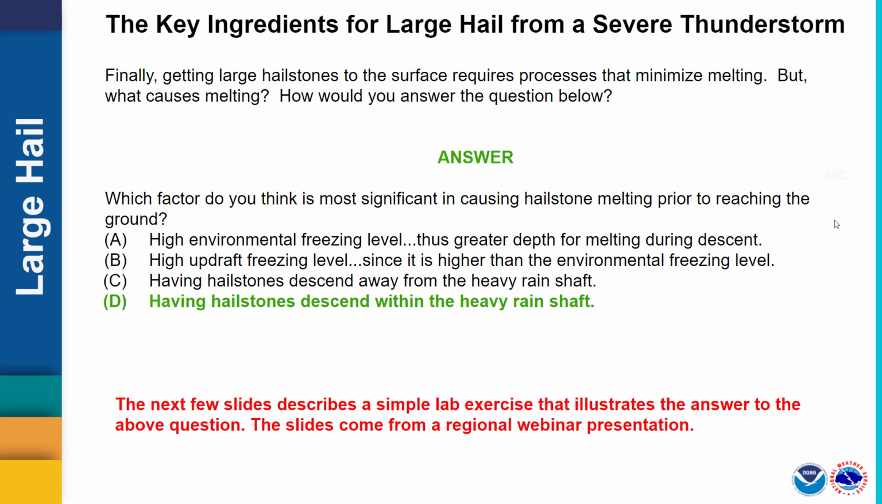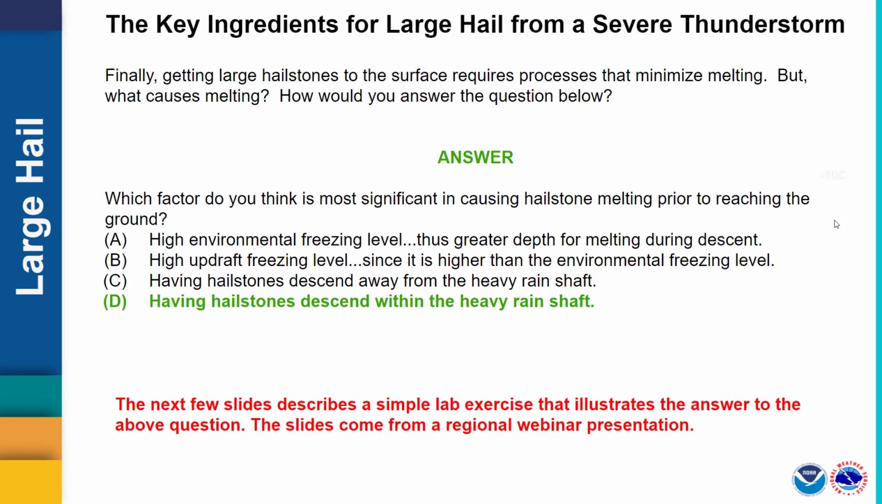The answer is D. You don't want the hailstones to descend within heavy rain. You want it separated from the rain shaft. Now, I should point out that what is typically taught is answer A, along with other factors like hailstone density and atmospheric moisture content, and those could have small impacts. Their impacts, however, are much less for very large hailstones than for marginally severe stones.